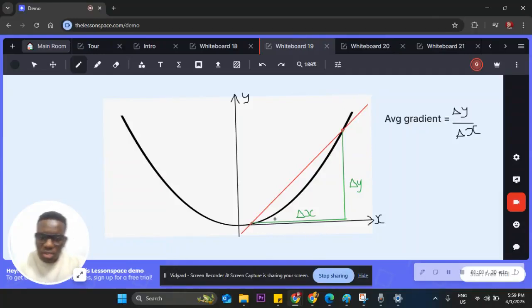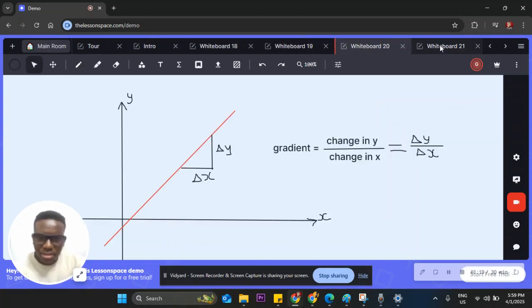But what we can do is at least find an approximation by saying what is the slope between 2 points. And as you can see, we calculate it as the average gradient, which is equal to the change in y divided by the change in x between those 2 points. Let's make things a little bit more practical.